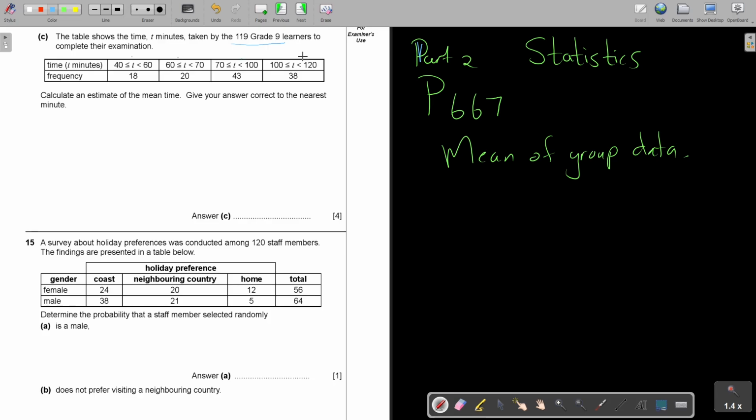And the easiest way to do it is to say 40 plus 60, take the beginning and the end and divide it by 2. And what do you get? 50. And then 60 plus 70, what do you get? Divide 2, 65. And I write it there on the table on top. And then 70 plus 100 is 170. Divide by 2, 85. And then 100 plus 120, divide by 2, and that's 110.